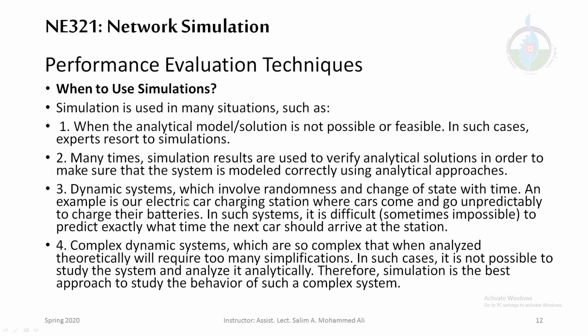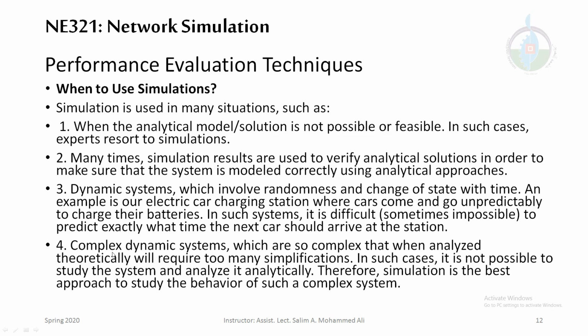Dynamic systems involve randomness and change of state with time. An example is our electrical charging station, where cars come and go unpredictably to charge their batteries. In such systems, it's difficult, sometimes impossible, to predict exactly what time the next car will arrive at the station. So if you use a simulation, you will probably use a good random variate to represent the number of cars coming into the station. But you can't do that in real life, because in real life you will build a station and wait for the cars, and things will be messed up.